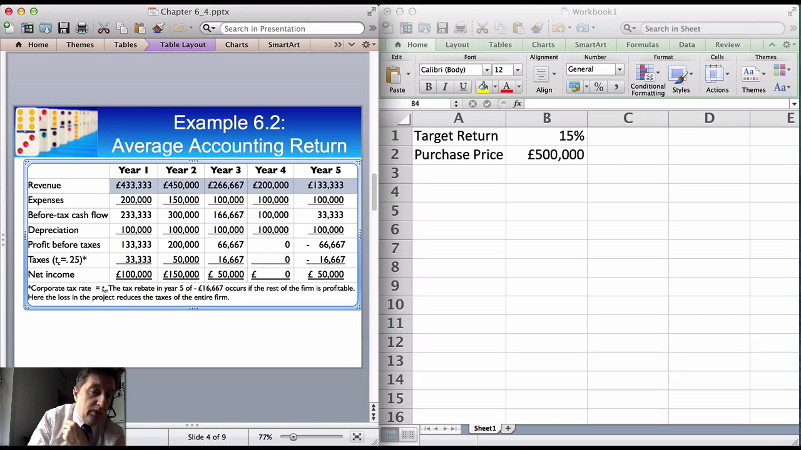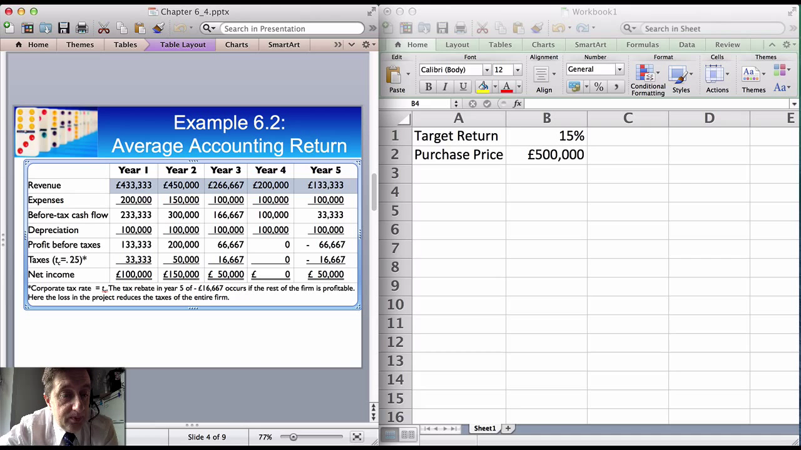And here the gross profit is a before tax cash flow. So 433,000 minus 200,000 is 233,000. As you can see, we're just subtracting expenses from the revenue in each year. And then we have to calculate the depreciation.